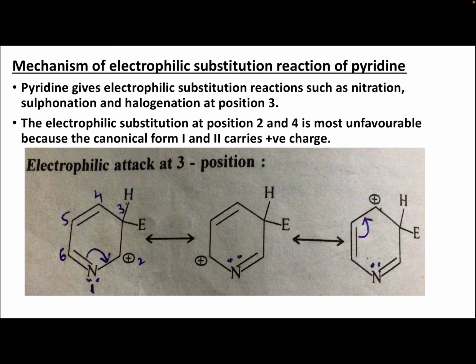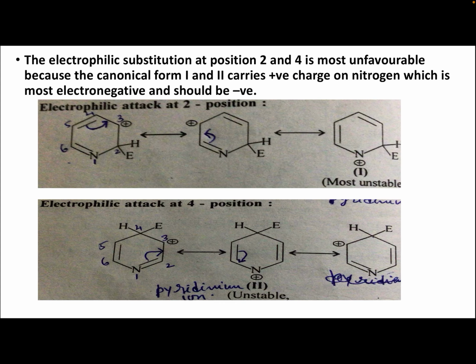And now here we are seeing electrophilic attack at 3 position. We are seeing the pyridine ring is there, and on the third position E, that is the electrophile, is attacking. E is positively charged, it is attacking on 3. And then we are seeing the resonance structures. So in the 6th position positive charge is there, in the 4th position positive charge is there, and on nitrogen there is a lone pair of electrons. So here the electrophilic attack can take place at position 3 because on nitrogen there is a lone pair of electrons, and so electrophilic substitution can take place here. But in position 2 and 4 it is not taking place. We will see why.